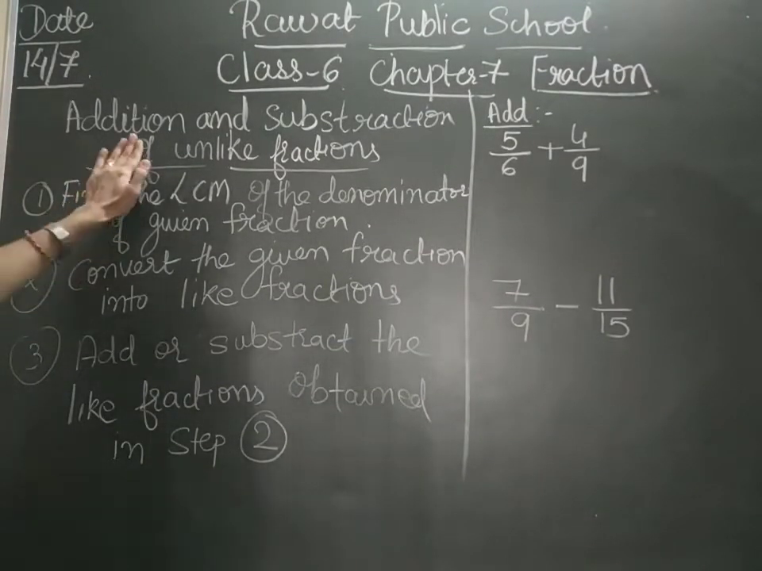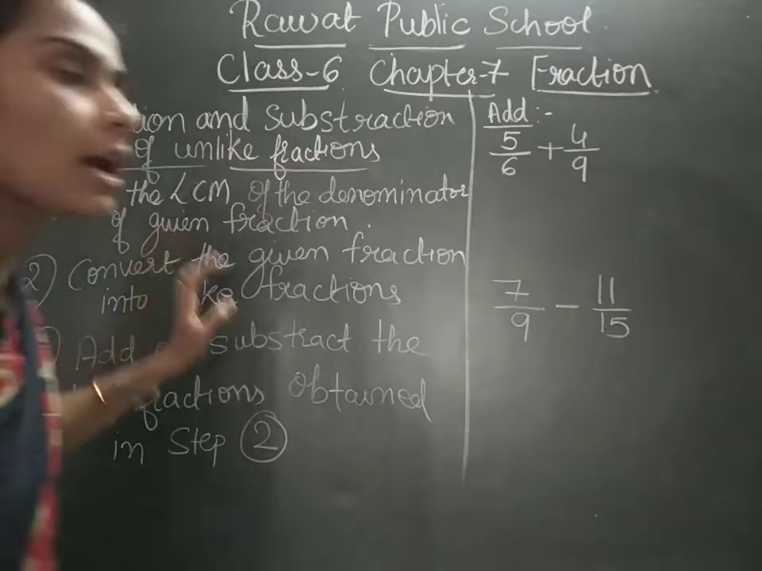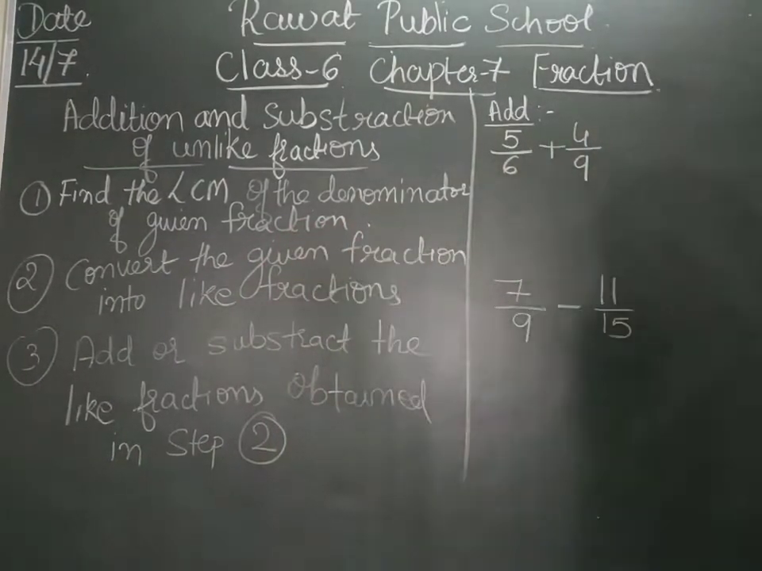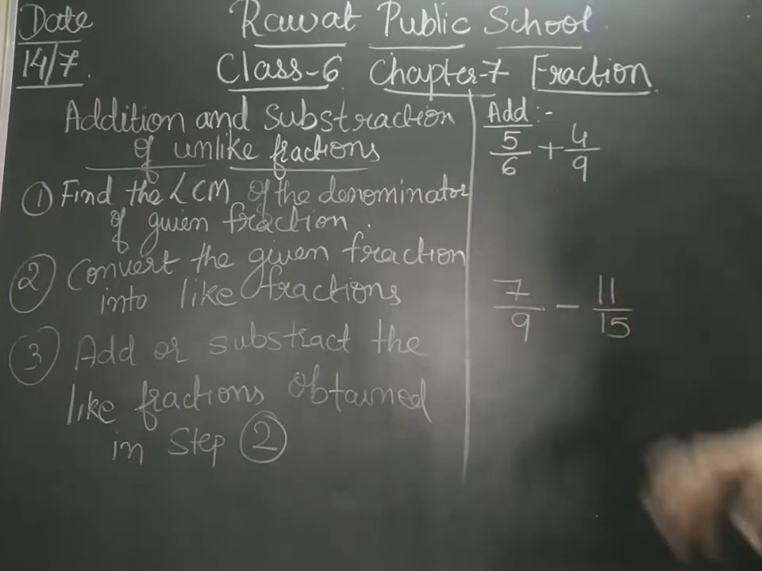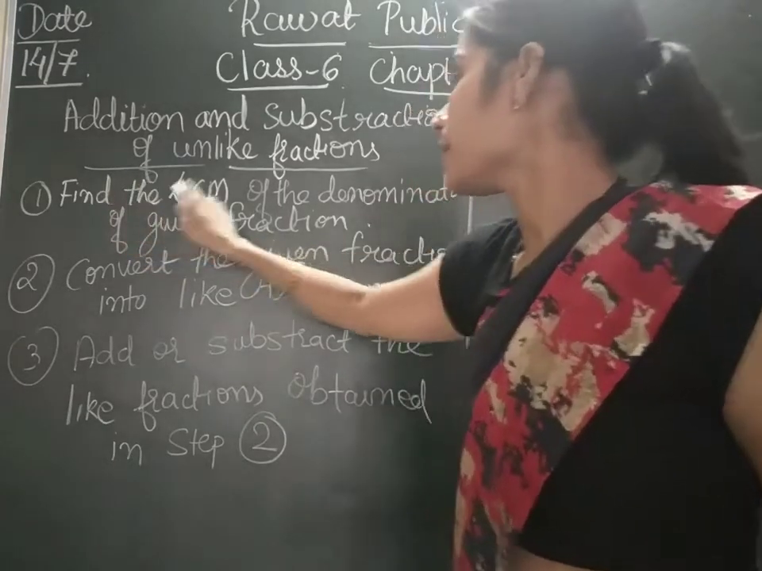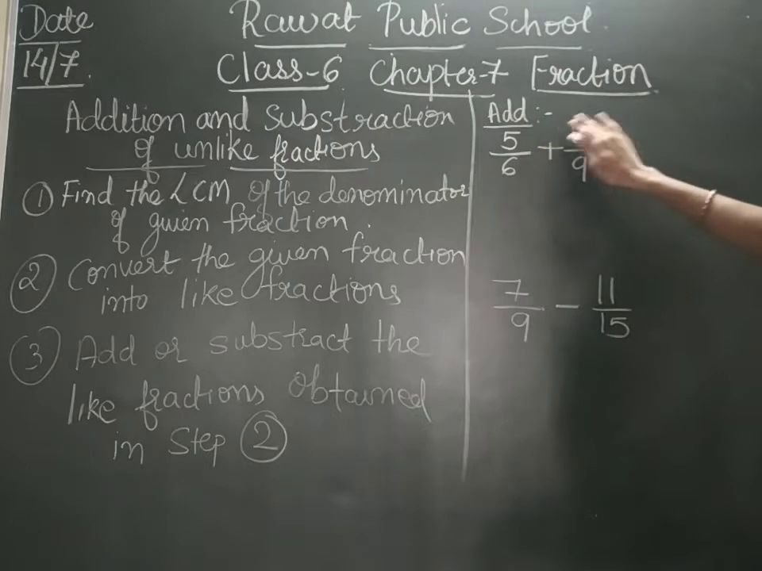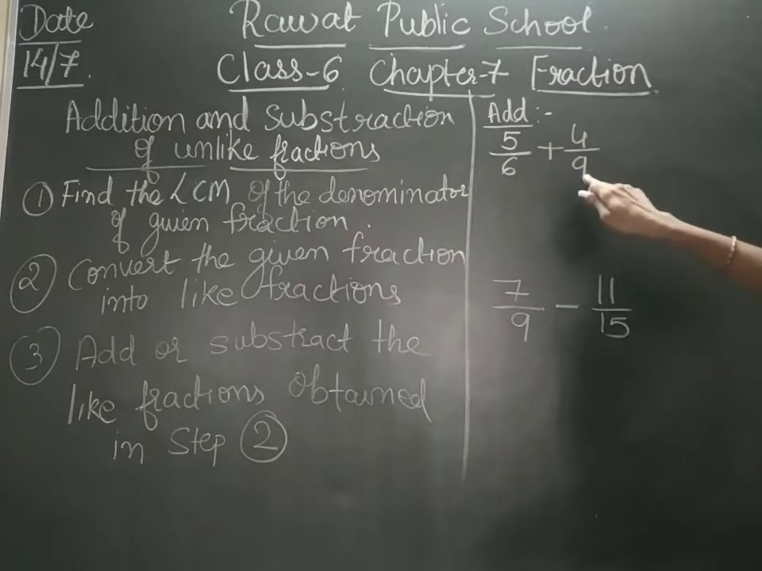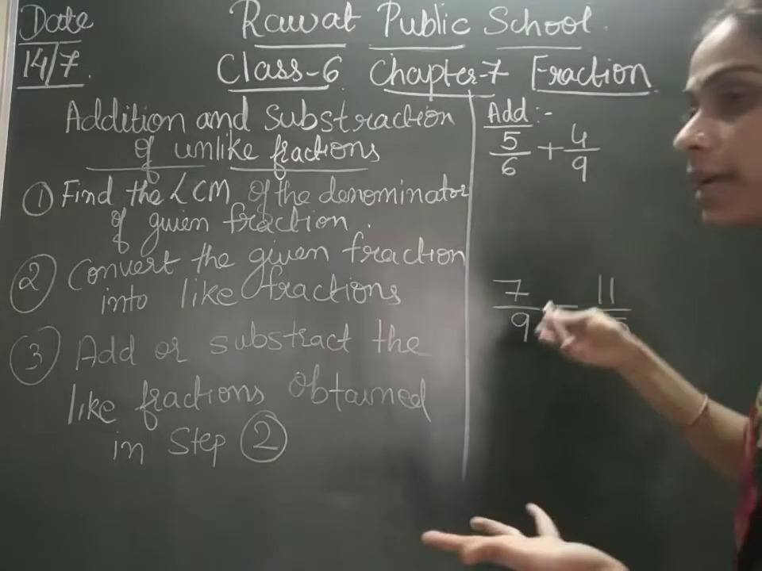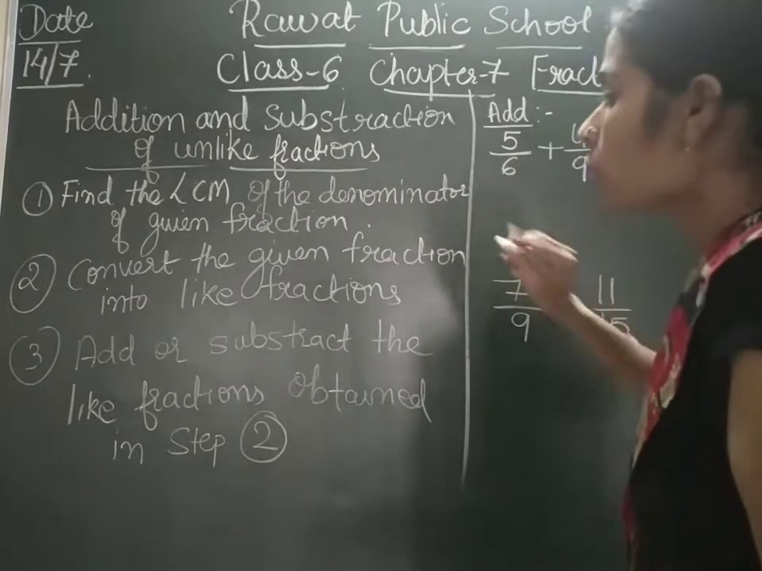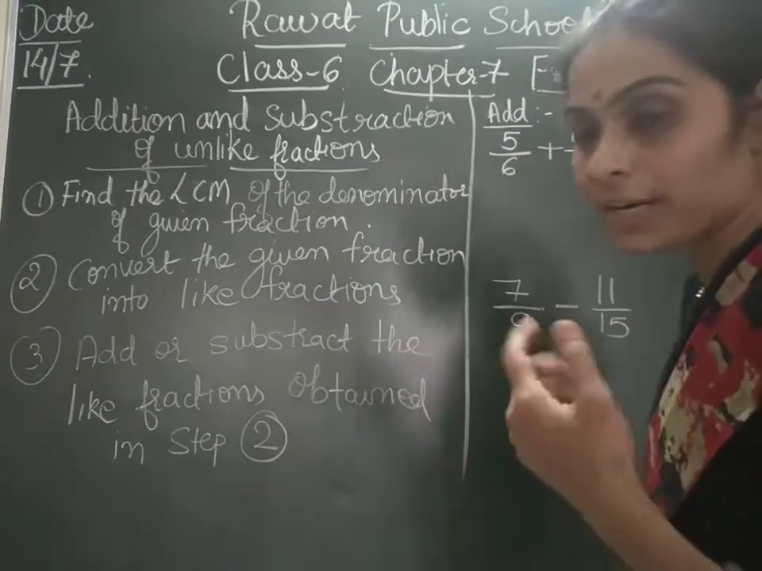Now, addition and subtraction of unlike fractions. Here I have written the steps, and we are going to do it according to the steps. We will solve this. First is find the LCM of the denominators of the given fractions. Here we are given 5 by 6 plus 4 by 9. We have to take the LCM of 6 and 9. So what will be the LCM of 6 and 9? It will be 18. Now convert the given fractions into like fractions with the common denominator.